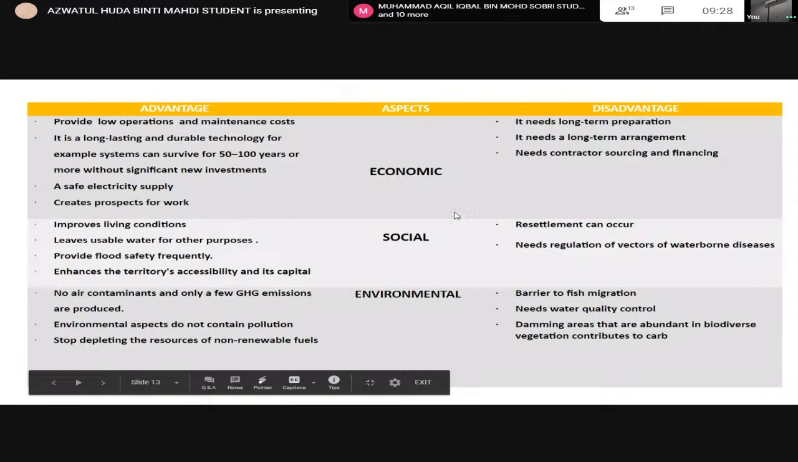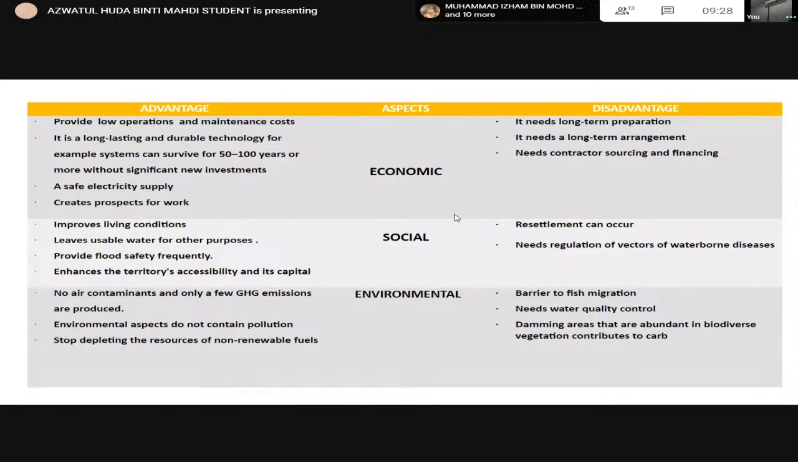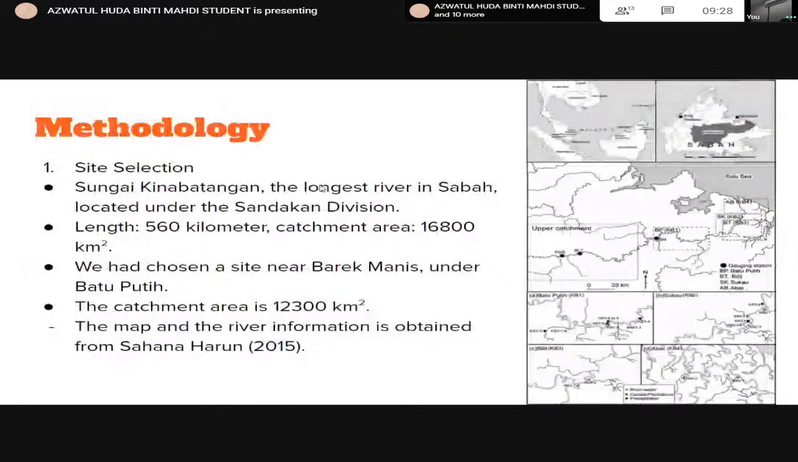So next, from the environmental impact, the good thing is there will be no pollution because the main resource is water. And also it is a clean energy that will not produce greenhouse gas pollution. Okay. That's all from me, and I will pass to my next friend, Dang Surya. Thank you.